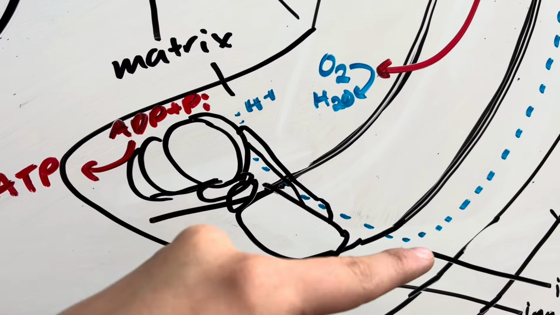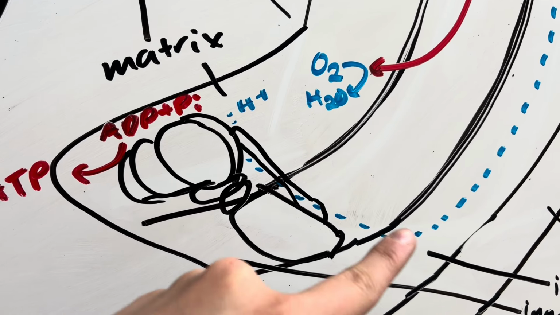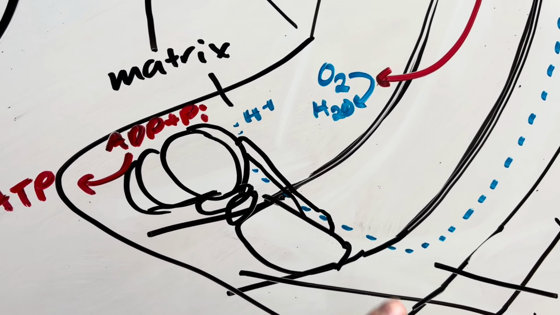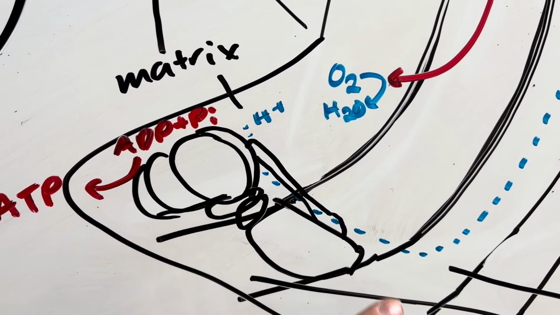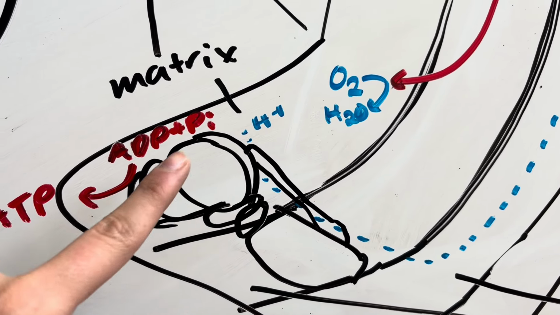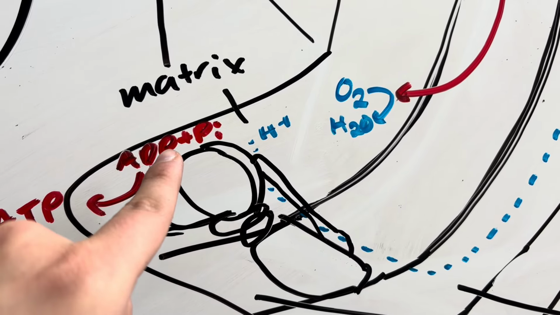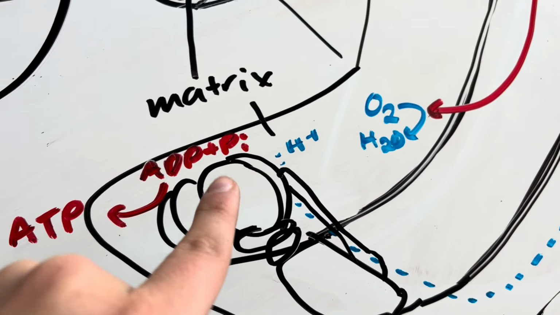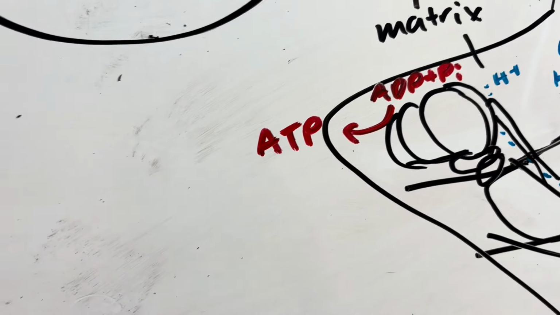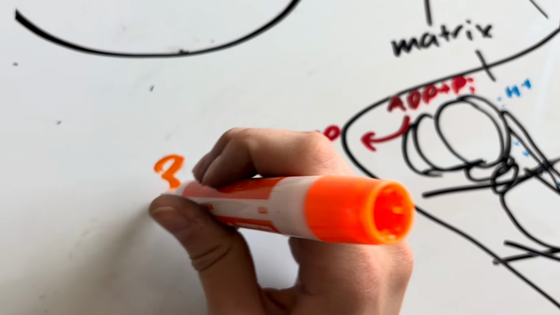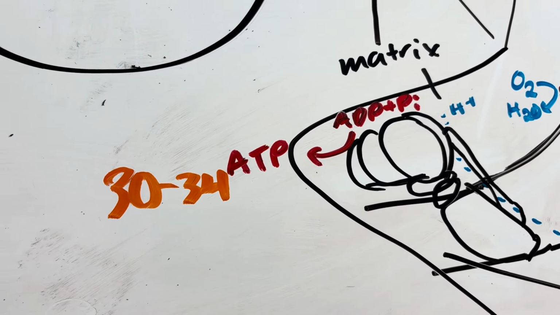This ATP synthase is going to use a proton gradient. So this H plus is going to be accumulated right here, and then it's going to travel, and a little bit is right here, a lot is right here, and having that gradient is going to cause this to spin. And when it's spinning, it's going to be able to transfer this ADP plus a phosphate group into ATP. And so that's how we're going to get our 30 to 34 ATP through oxidative phosphorylation.